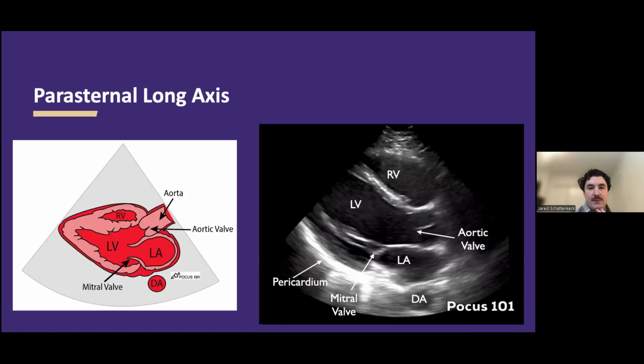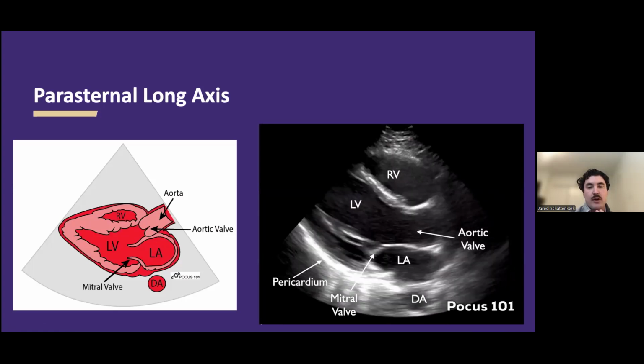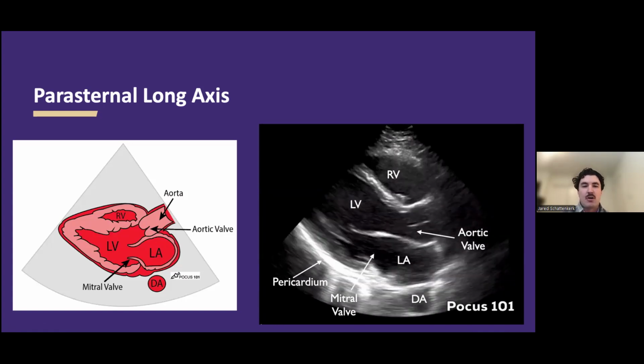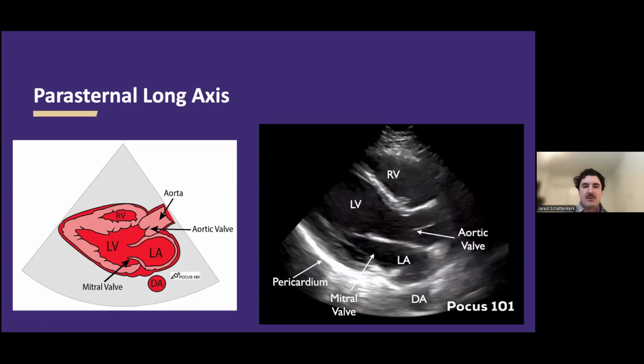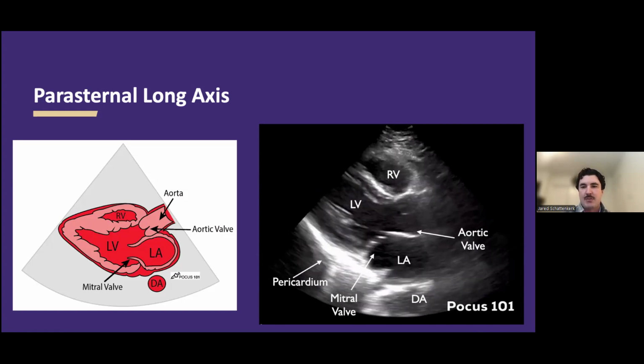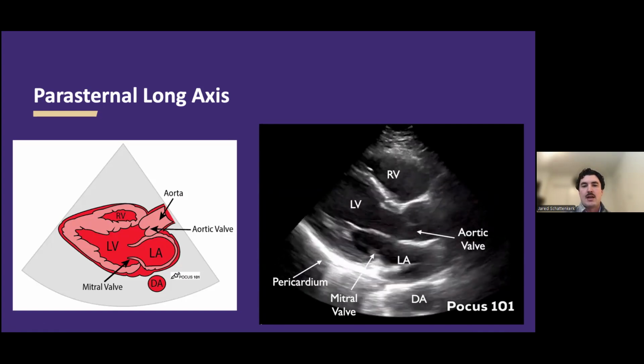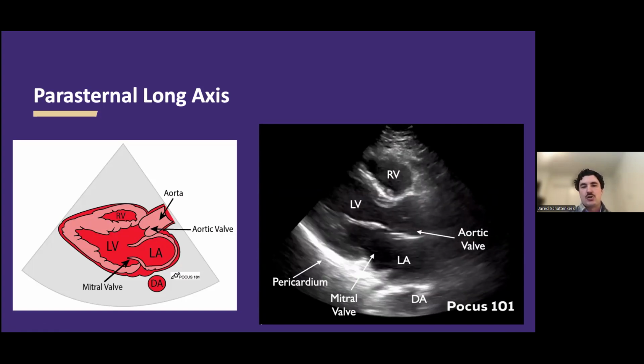But the first view that we often get when doing cardiac point of care ultrasound is the parasternal long axis. So how you'd obtain this: somewhere around the fourth intercostal space. Sometimes you have to move it up or down depending on the patient's anatomy, just lateral to the sternum. And then you'd have the probe marker towards the patient's right shoulder.